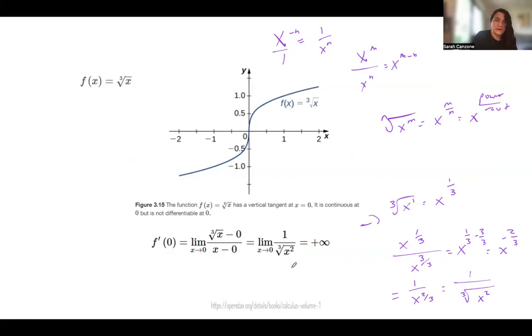So now if you go ahead and try to plug in 0, you get 1 over 0, which is a problem. And through some other differentiation rules, we find out that the limit is actually just going to be infinity. So we get what's a vertical tangent right here, which tells us that this is not differentiable at 0.